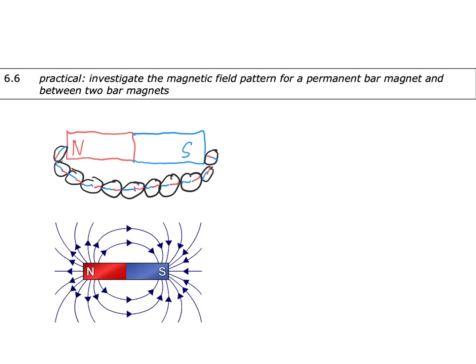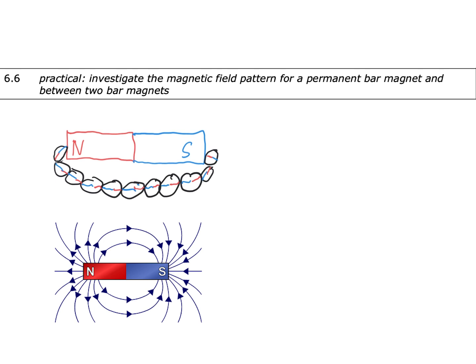It's really important when we answer this question that we talk about using a compass rather than iron filings. And we use a compass because we can get the direction of the magnetic field with a compass. And the direction of the magnetic field is always pointing towards the south.